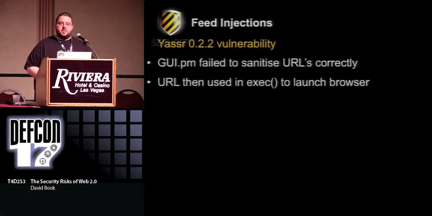So, a real-world vulnerability here in a local zone reader called Yasser. Part of this application was a thing called GUI.pm. When this presentation goes up online, I've got all the code for GUI.pm in the notes if you want to step through it and see the vulnerability for yourselves. But basically what it did was it took in the URL, and when you wanted to view it, it put it into an exec statement and launched the browser without doing any validation on the URL.